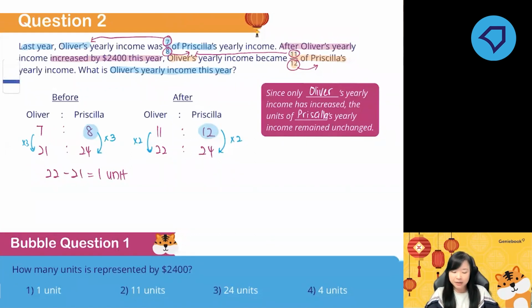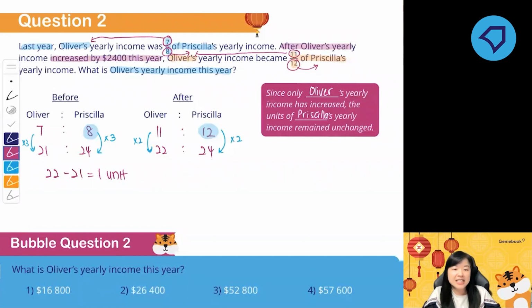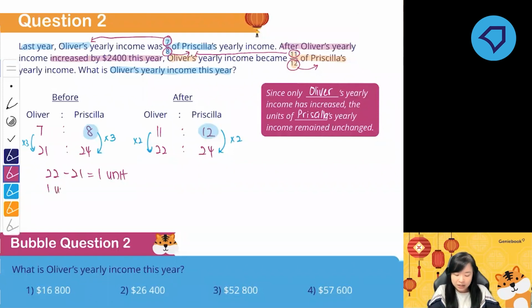What about the second bubble question? Let me launch. What is Olivia's yearly income? We already know that 1 unit is 2004. Can y'all continue from here on your own? And I will launch. Ready? Go. Yay, more of you got it correct. Good. I think some of you still didn't manage to answer, right? Okay, so let me continue.